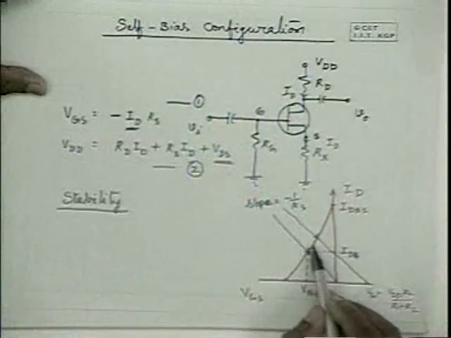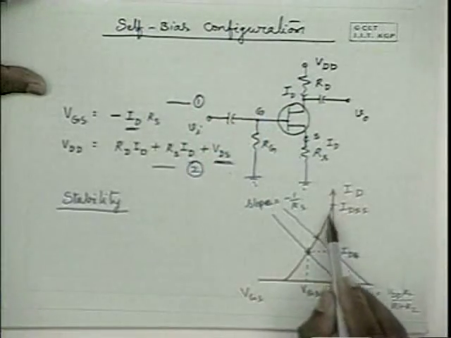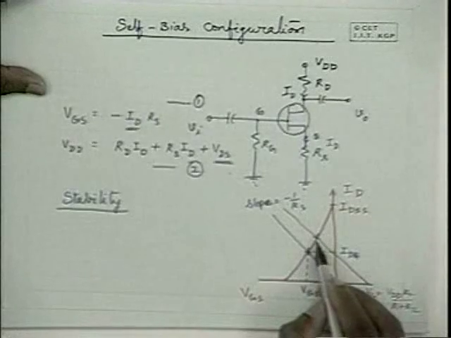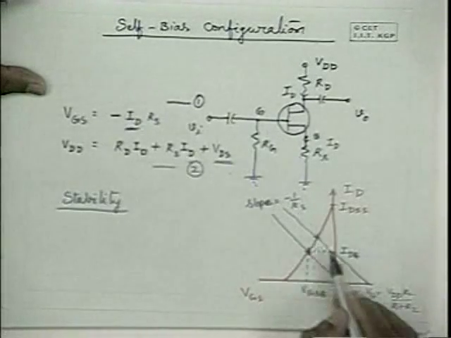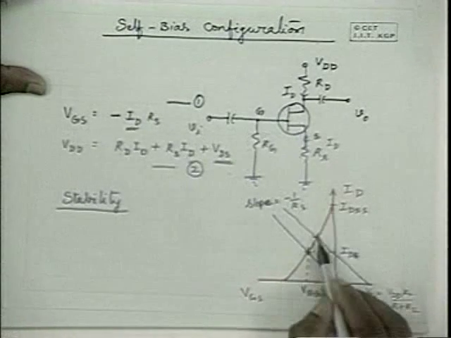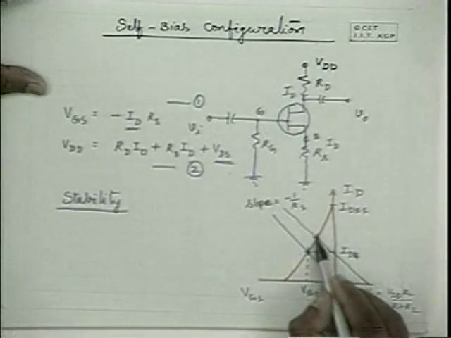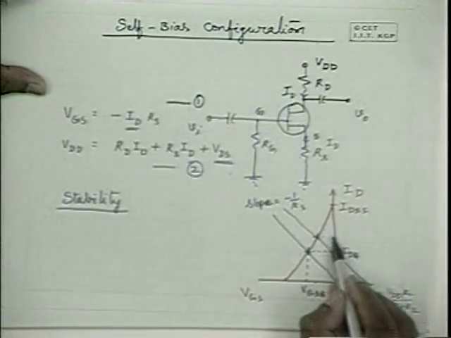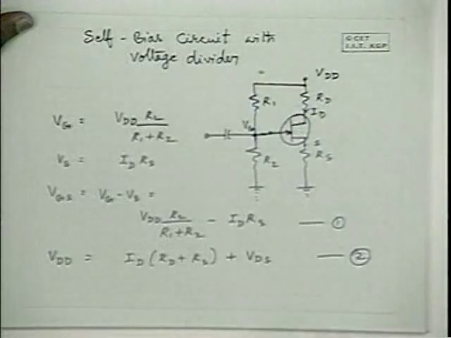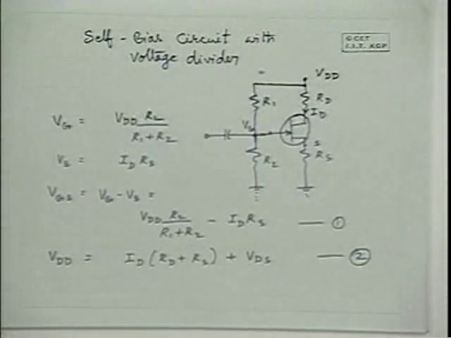So this is how you analyze the Q point graphically on the input side. That means draw this equation and the transfer characteristics. With the help of both, you find this ID, substitute that ID in the second equation and you get VDS. So Q point analysis is as simple as this. Alternatively, you can use the other equation, the transfer characteristics equation.